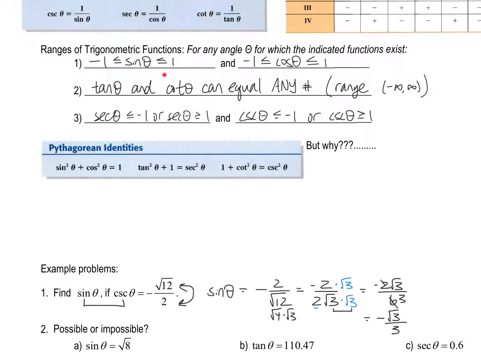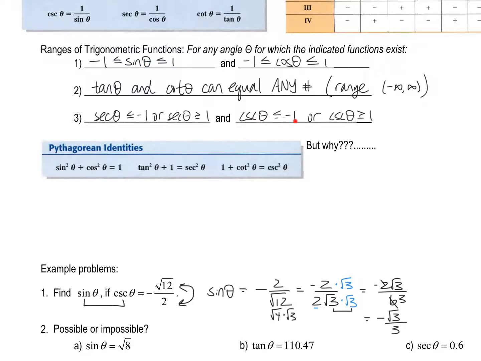Tangent and cotangent do not have any restrictions. Once we get into graphing, you guys will understand a little bit more about this, but the range of the tangent and cotangent graphs is -infinity to +infinity. And then secant and cosecant, since they're reciprocals, the secant is the reciprocal of cosine and cosecant is the reciprocal of sine, they have kind of the opposite effect. So it's not in between -1 and 1 like sine is. It's the opposite of that.